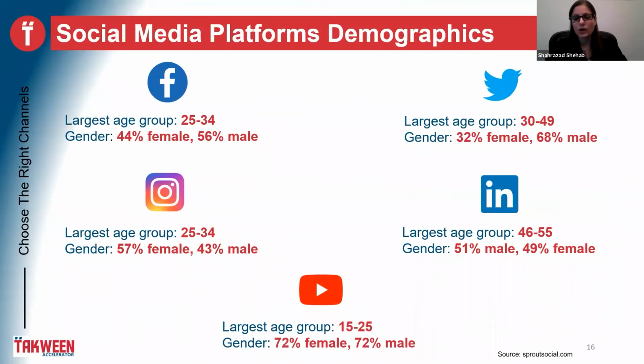Okay, so here is a list of must-know social media demographics for the year 2021 and beyond. These numbers are based on latest research. So as you can see here, for example, the largest age group for Facebook is people between 25 and 34 years old, and 44% are female, 56% are male. For LinkedIn, for example, the largest age group is between 46 and 55 years old. 51% are male and 49% are female.